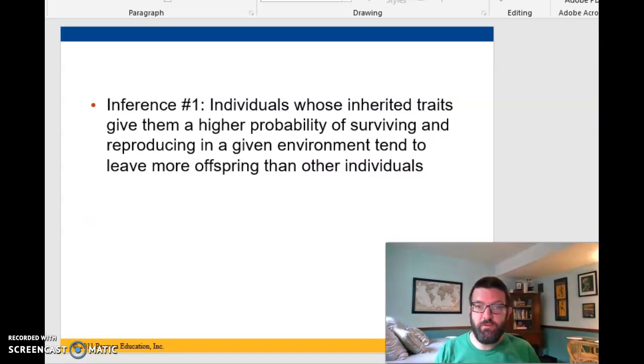From those two observations, Darwin made two inferences. First is that, if there's competition among individuals and there's variation in those traits, individuals who inherited traits that give them a higher probability of surviving and reproducing in a particular environment will tend to be able to then reproduce more themselves and leave more offspring than other individuals, right?